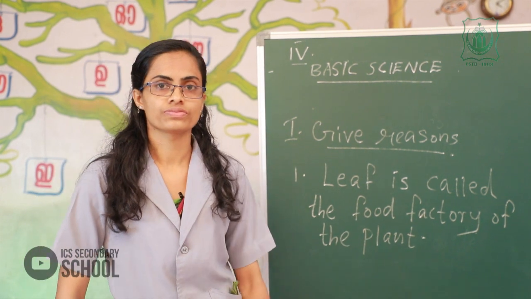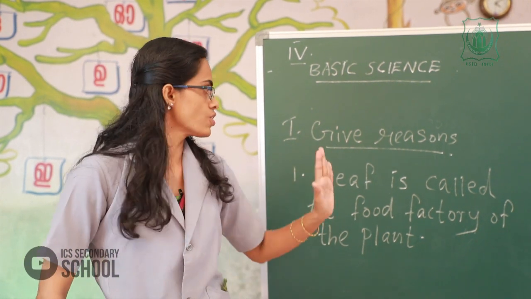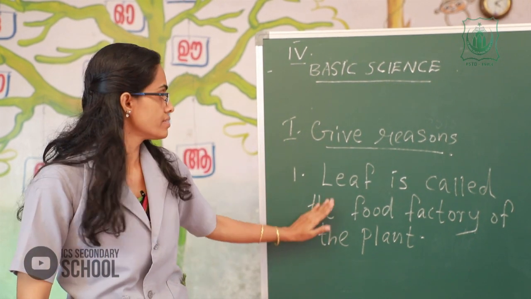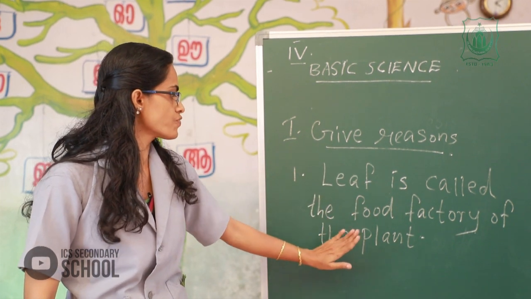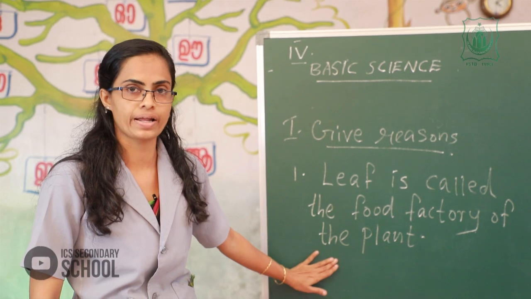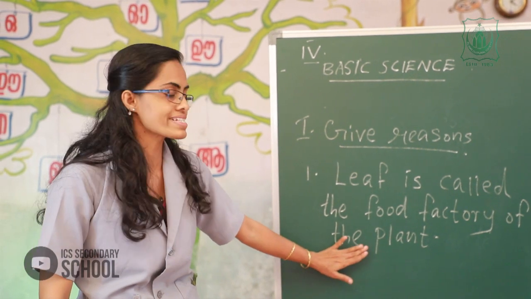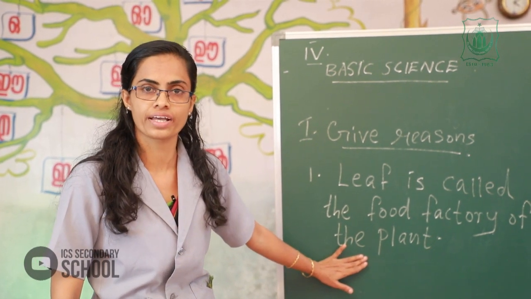Now, all of you, the next class, listen here. Give reasons. Leaf is called the food factory of the plant. Find out what is the reason. Okay.